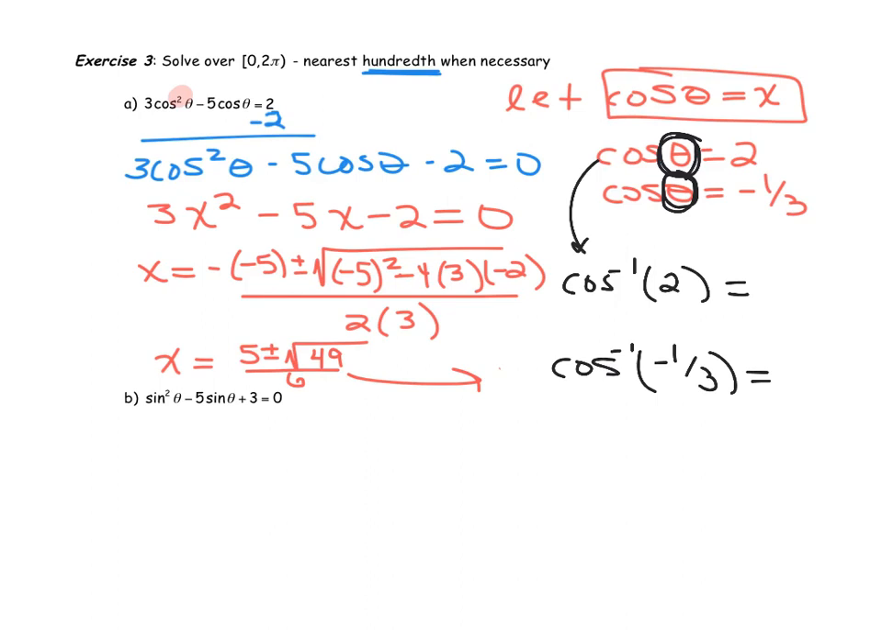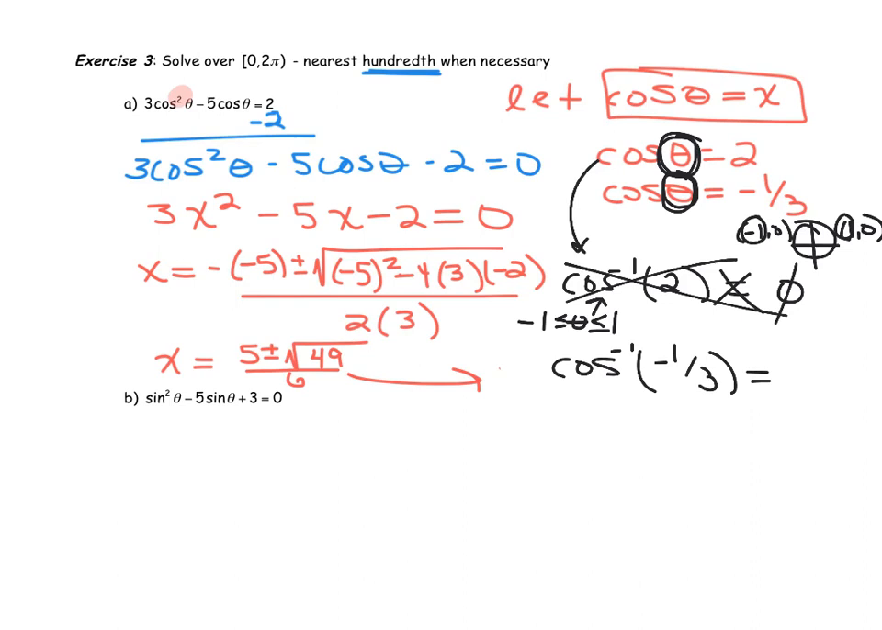Now, this should be alarming to you. Cosine inverse of 2 doesn't exist. That's the empty set. You can't take cosine inverse of something bigger than 1 or smaller than negative 1. So this value has to be between negative 1 and 1. If you think about the unit circle, the biggest cosine can be is 1, 0, and then you have negative 1, 0. So the biggest values for cosine are 1 and negative 1. So this doesn't exist, so that's out.